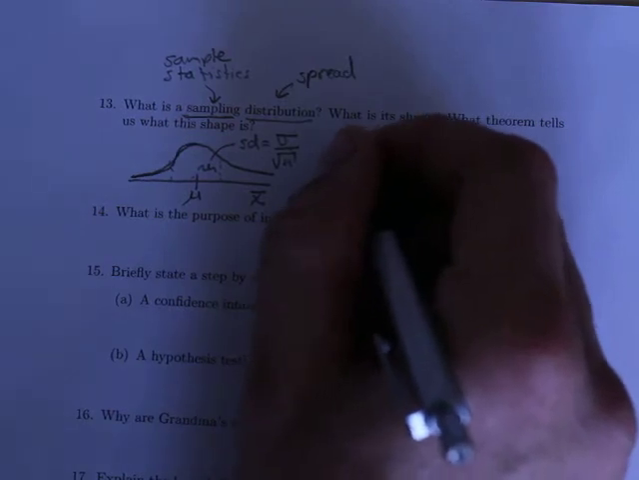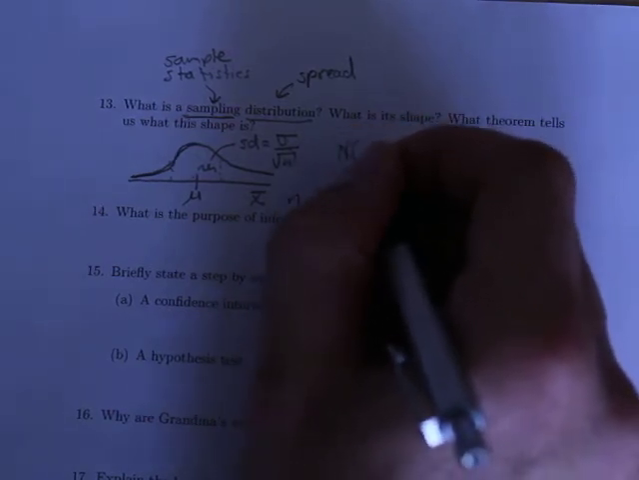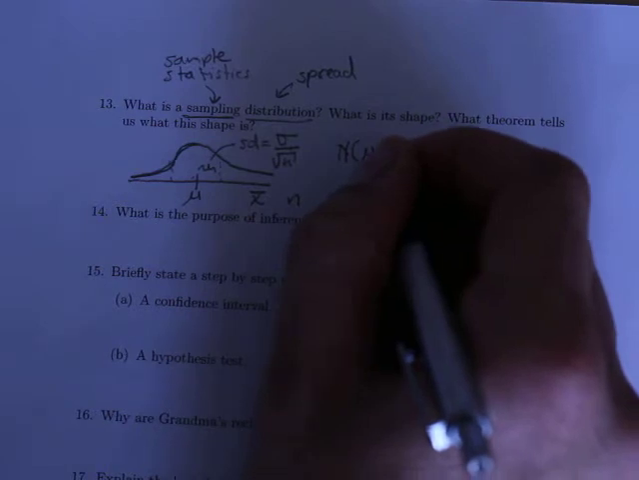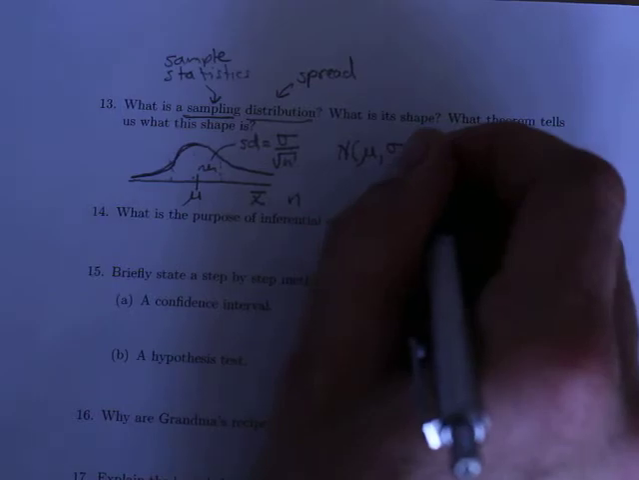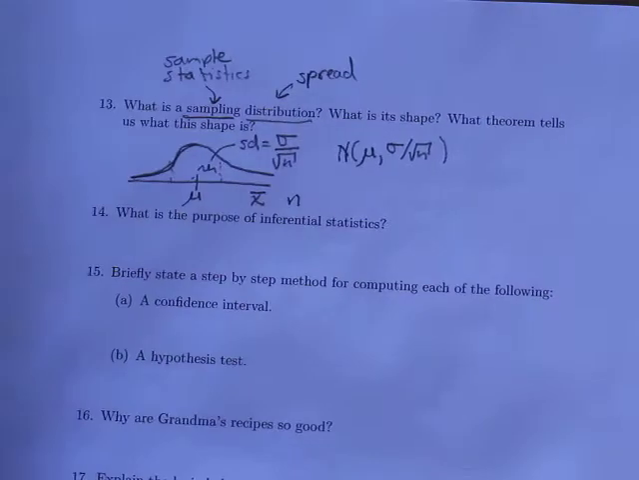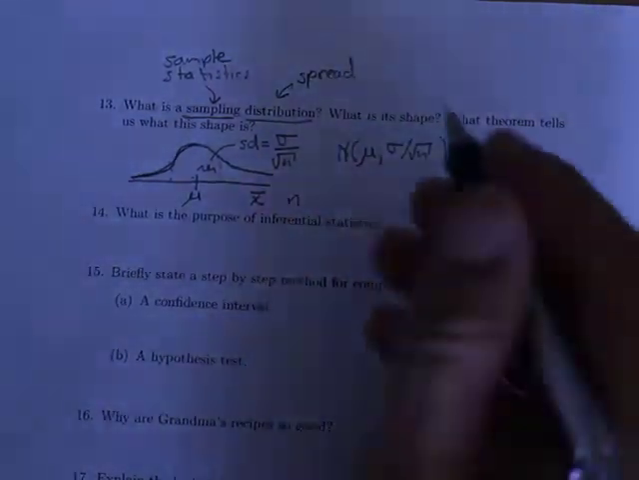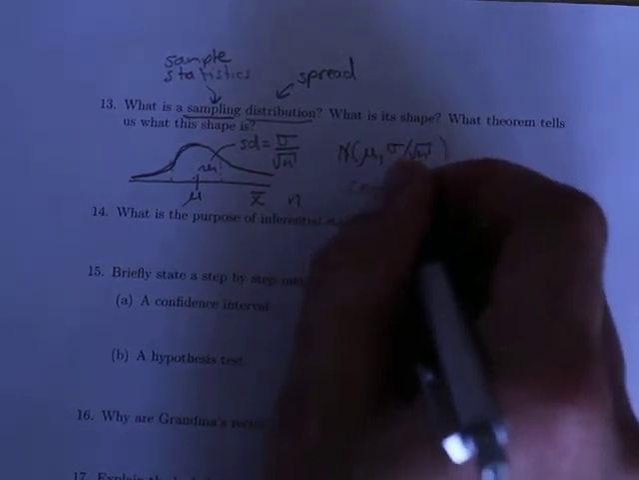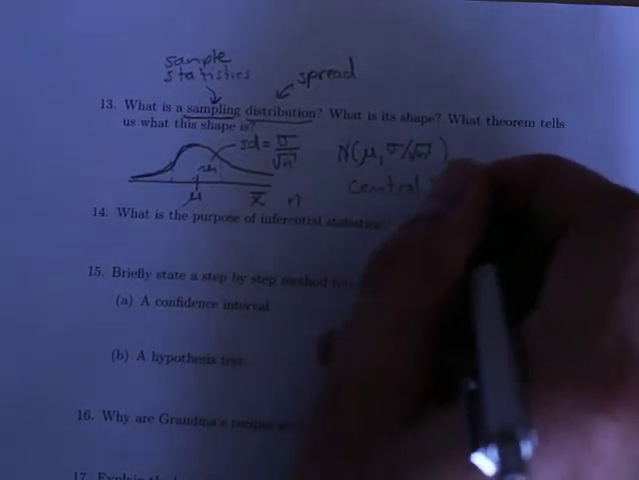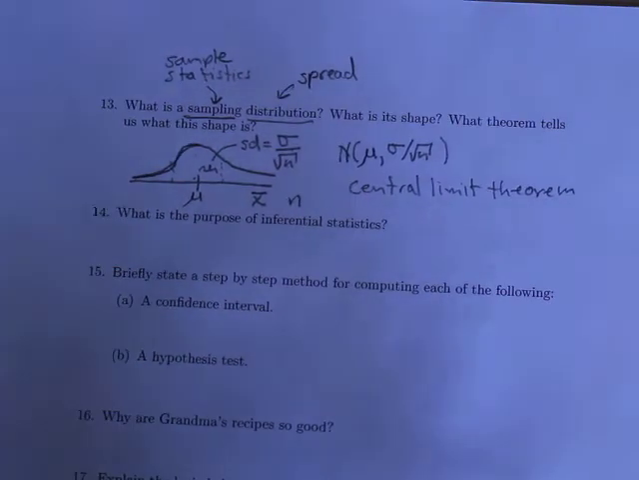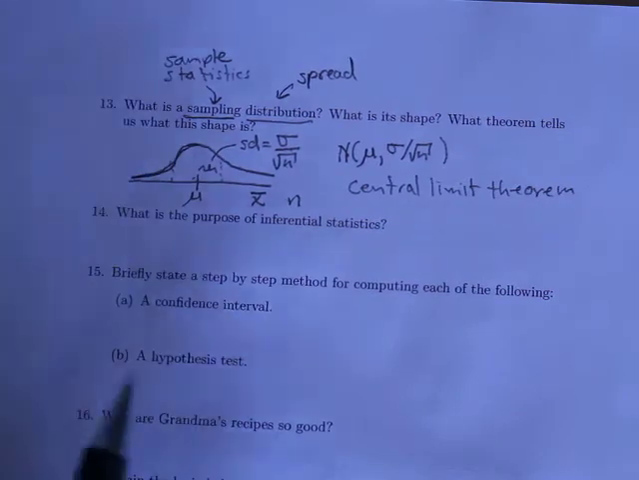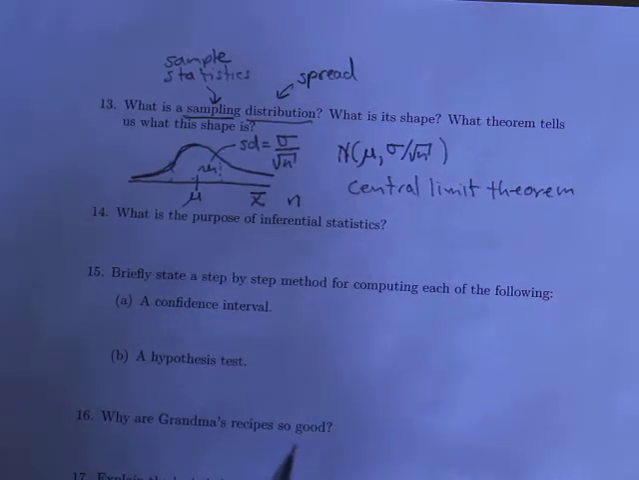One way we write this is that it is normal with center mu, the same as the population, and standard deviation sigma over root n. And the important theorem that tells us this is the central limit theorem. If you're really looking for a good time, search the central limit theorem online. I'm sure there are lots of interesting articles about what it is, how it's used. You may even find a proof of it, which can be a good time as well.